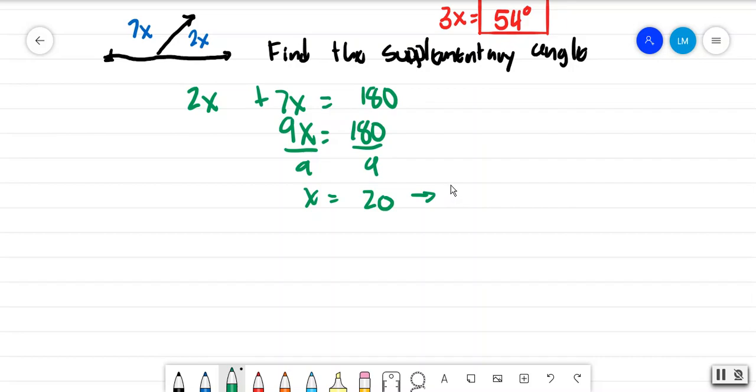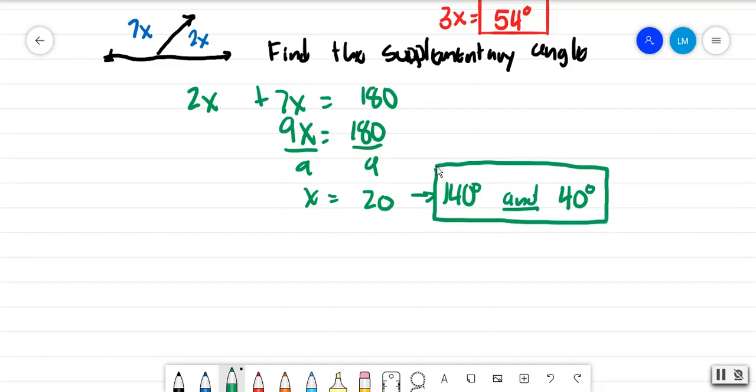So 20 times 7 is 140 degrees, and the other angle measure is going to be 2 times 20, which is 40 degrees. So the angle measures are as follows. Note that you have one obtuse and one acute angle, but you don't really have to think of it that way. It's entirely up to you.